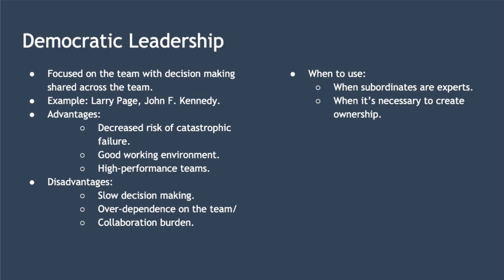Well, when subordinates are experts, so democratic leadership styles work well when working with subject domain experts. So for example, technology experts or pharmaceutical experts. You should use it when it's necessary to create ownership amongst the team. So by involving the team in decision making and planning, you implicitly create buy-in both to the decision itself and to the plan to execute that decision. And that makes your team members much more committed to the plan.